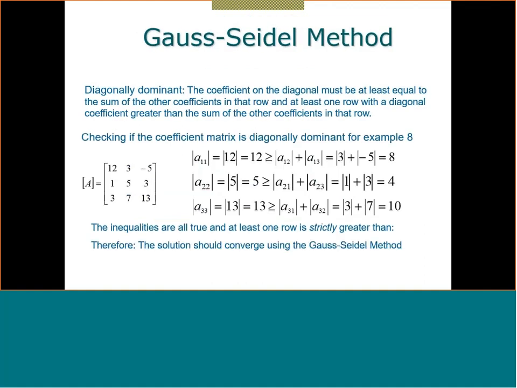Okay, so you have to compare in absolute value. Is 12 more than the absolute value of A1, 2 plus the absolute value of 3? Yes, this is 8, this is 12. So it is more or equal. It is actually more. If you look here, 5, this is 4. It is even more. And 13, this is 10.